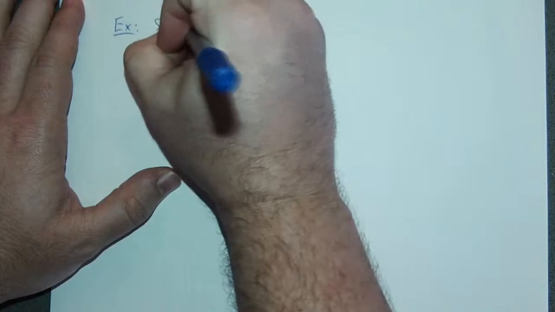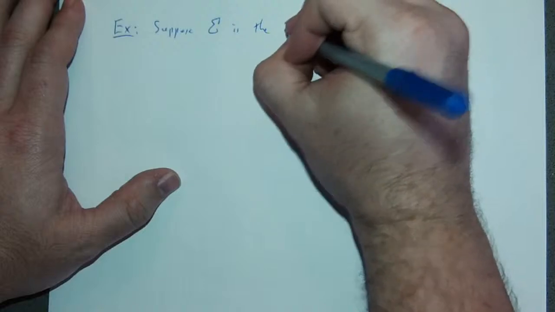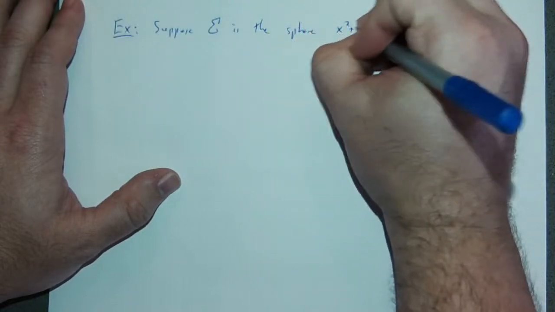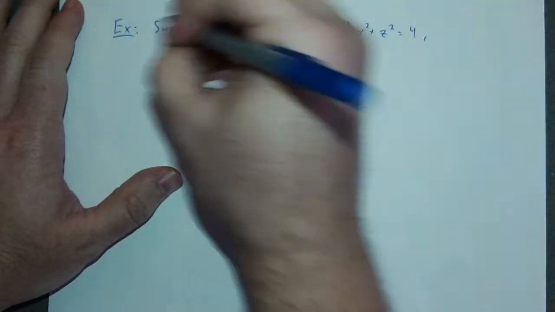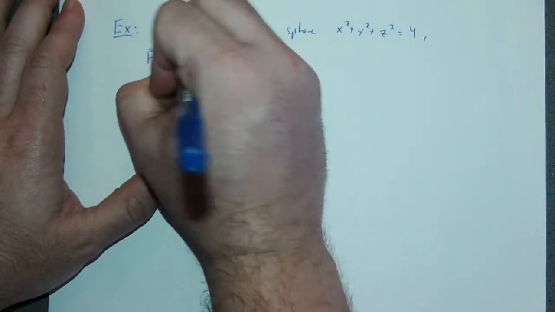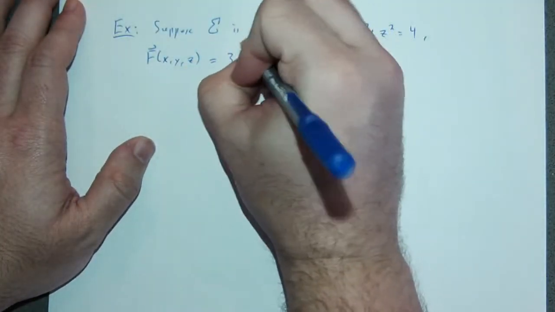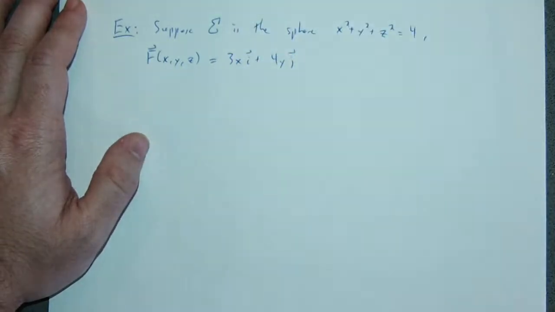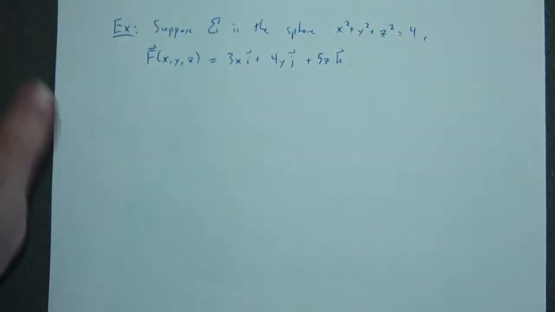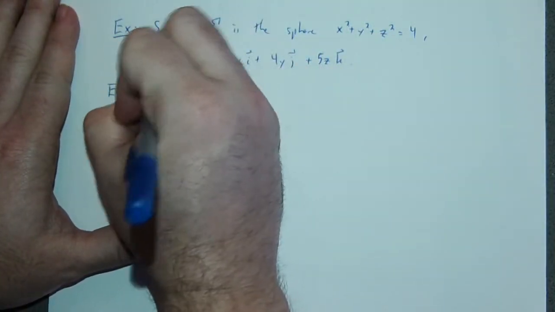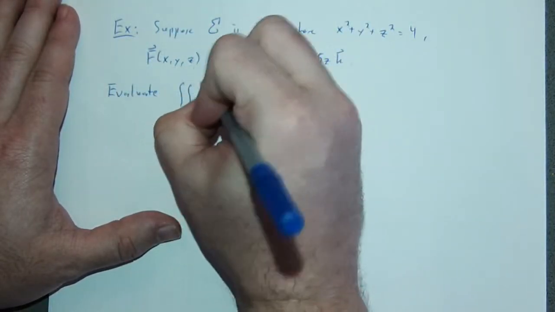Suppose sigma is the sphere of radius 2 centered at the origin. So we'll say it's the sphere x squared plus y squared plus z squared is equal to 4. And F is the vector field x, y, z given by 3xi plus 4yj plus 5zk. And let's evaluate the surface integral over that surface sigma of my vector field F.